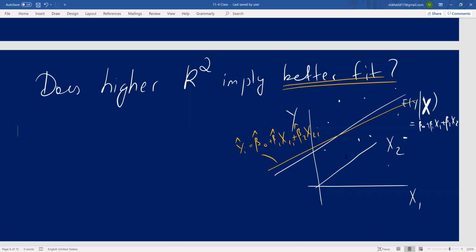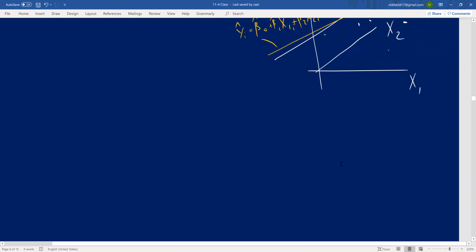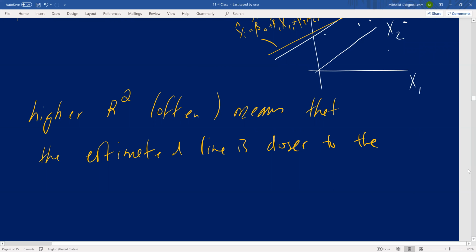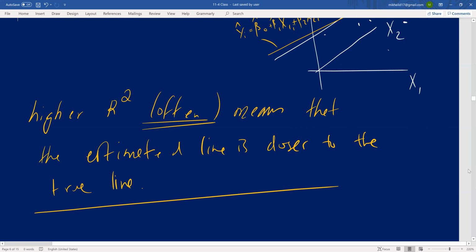Okay, let me write it down. Higher R squared, I would say often, means that the estimated line is closer to the true line. Why did I write here often? Can you tell me?